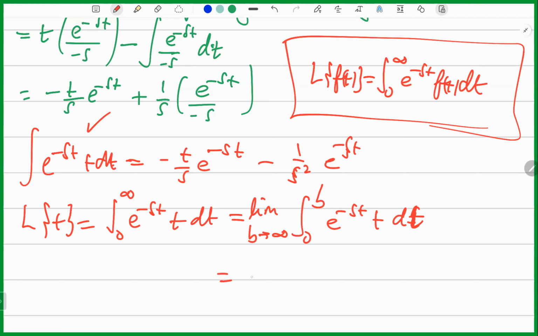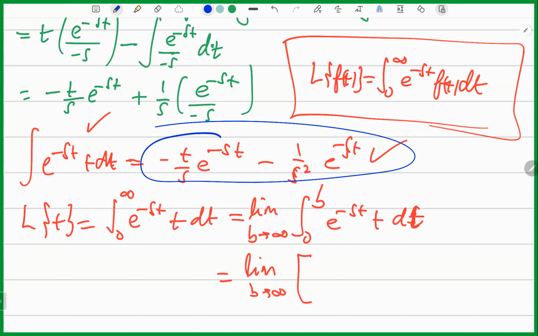Okay, so this is the limit as b approaches infinity. So what is this limit? What is this integral here? So this integral becomes this one: minus t over s e to the minus st, minus 1 over s squared e to the minus st.